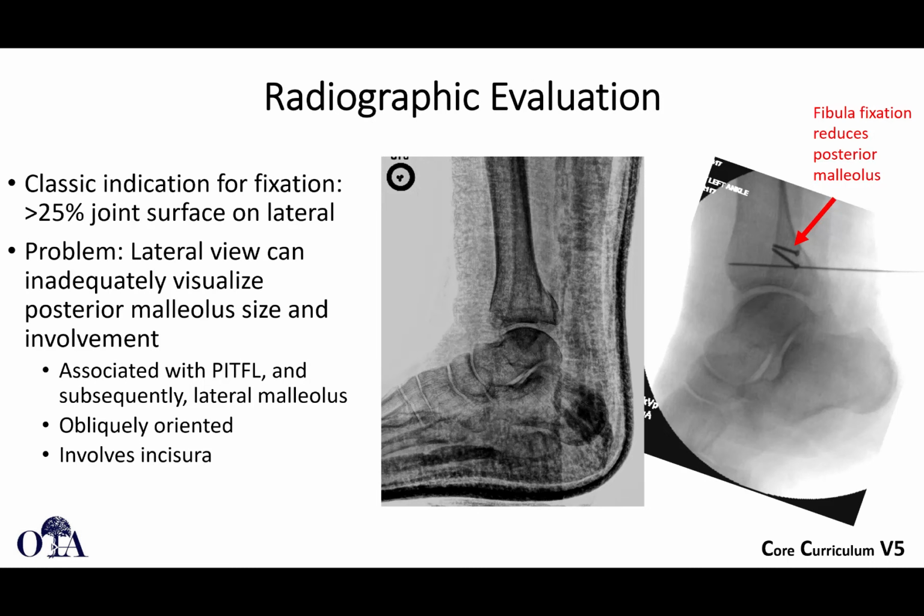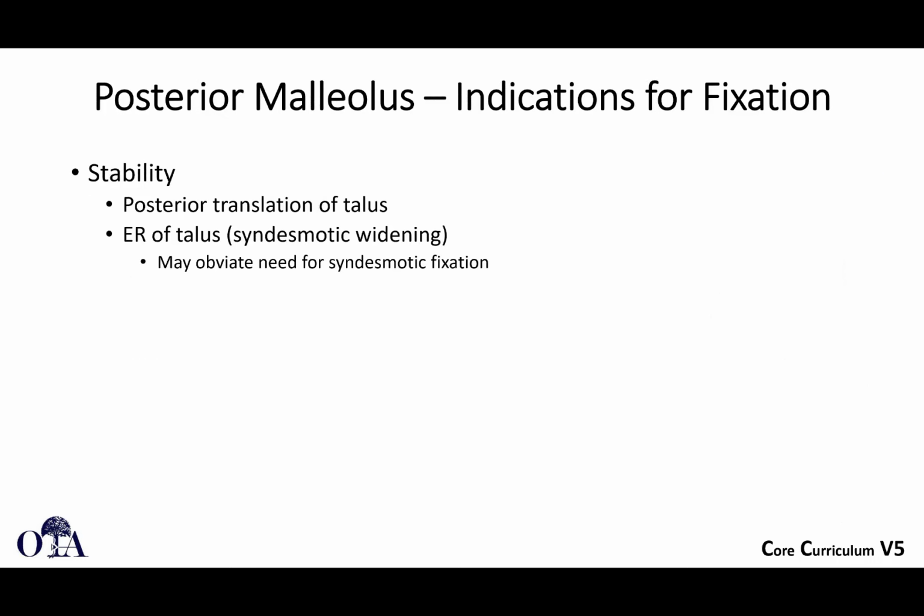So the classic indication for fixation is greater than 25% of the joint surface on the lateral. This is a little bit controversial. The problem is the lateral view can inadequately visualize the posterior malleolus size and involvement. And whether or not 25% is this sort of cutoff, again, is controversial. So when do you fix it? Well, certainly if you need stability, if there's posterior translation of the talus, and there's syndesmotic widening.